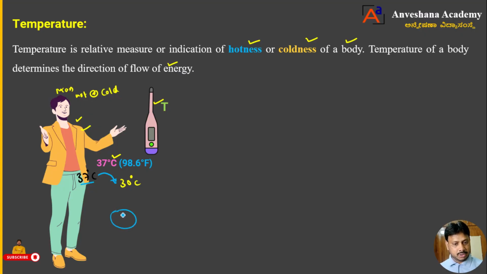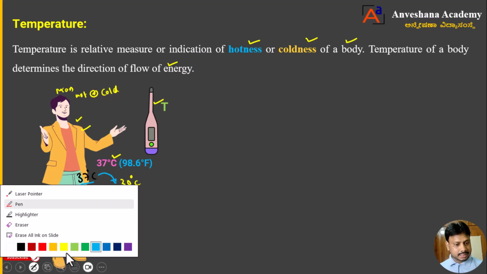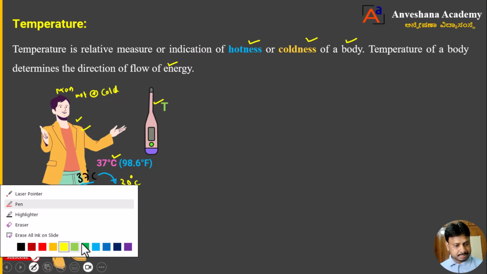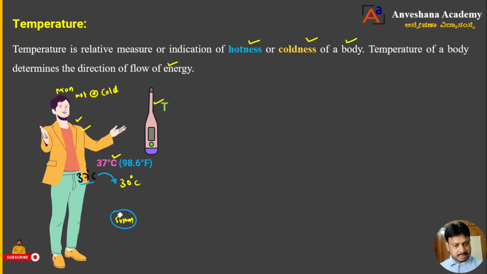You can also take a system according to thermodynamics. I can make this a system. If the system temperature is 37 degrees Celsius and the surrounding temperature is 30 degrees Celsius, then what can I say? The heat is transferring from the system to the surrounding. Then I can tell the direction of heat energy is from the system to the surrounding. So with the help of temperature, I can determine the direction of the heat energy. Measuring whether a body is hot or cold is temperature.